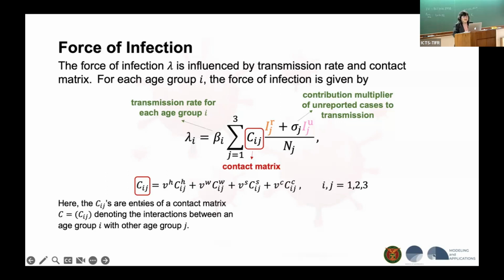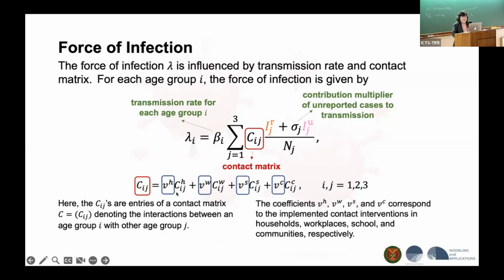Here, the C sub ij, as I said, are entries of the contact matrix capital C, and this is a 3x3 matrix denoting the interaction between an age group i and another age group j. And the coefficients here are VH, VW, VS, and VC. They correspond to the implemented contact interventions in households, in workplaces, in schools, and in communities, respectively. I will explain later on. So we assign values to VH, VW, VS, and VC.